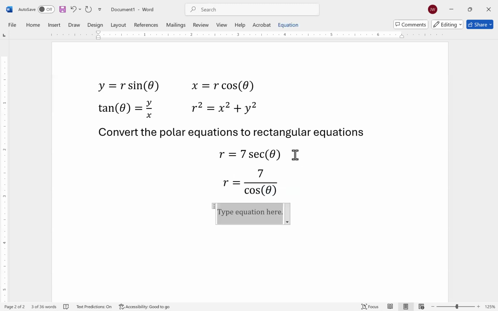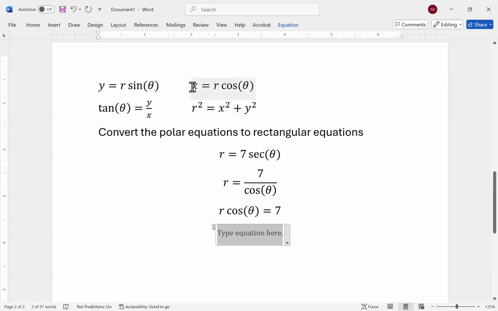Now, if I multiply both sides by cosine, I end up with r times cosine of theta is equal to 7. Now I can do a substitution. r cosine theta can get replaced with x, and I'll just end up with the equation x equals 7. So that's the vertical line x equals 7. And in polar form, the vertical line is r equals 7 times secant theta. So that's one technique: convert into cosines and sines, multiplying both sides by cosine.